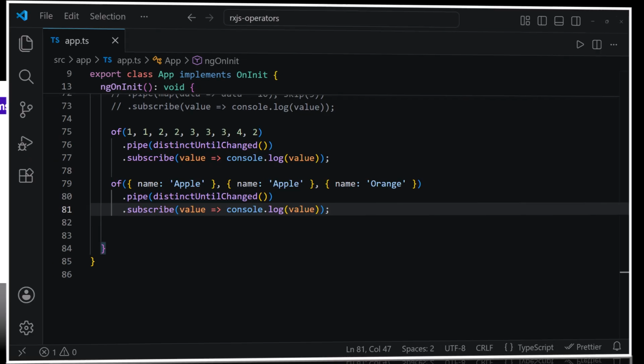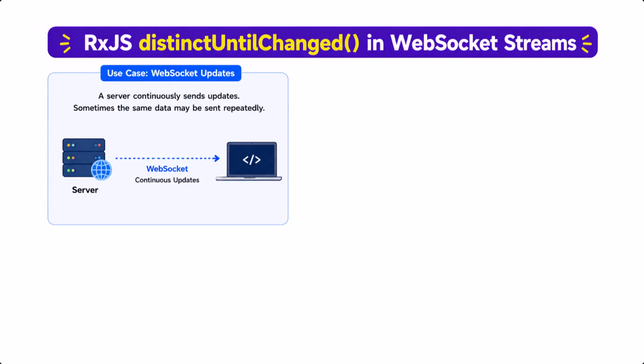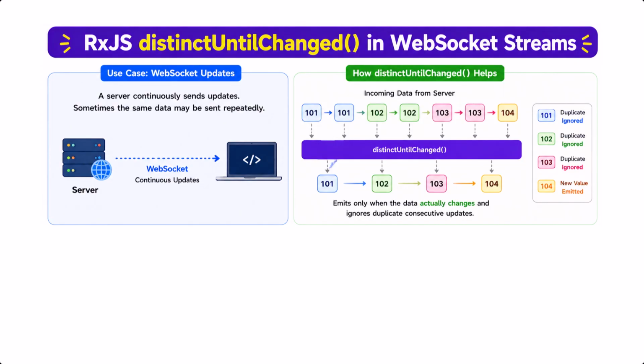Another practical use case is working with WebSocket streams. Imagine a server continuously sends updates. Sometimes the same data may be sent repeatedly. Using distinctUntilChanged, we can react only when the data actually changes and ignore duplicate consecutive updates.